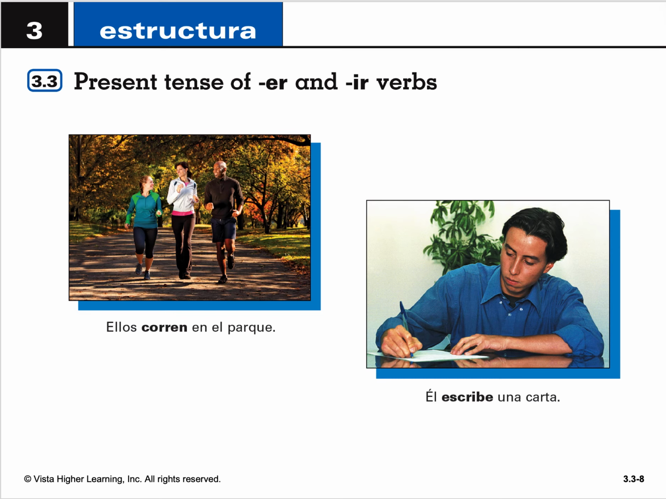And then here's just an example. Ellos corren en el parque. Él escribe una carta. So you can see how corren has been conjugated for the ellos form, and escribe has been conjugated for the él form. So make sure that in the Portales you're looking at the correct ending and that you're adjusting the conjugations for nosotros and vosotros forms.